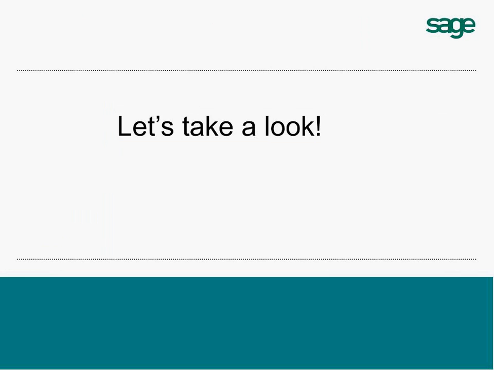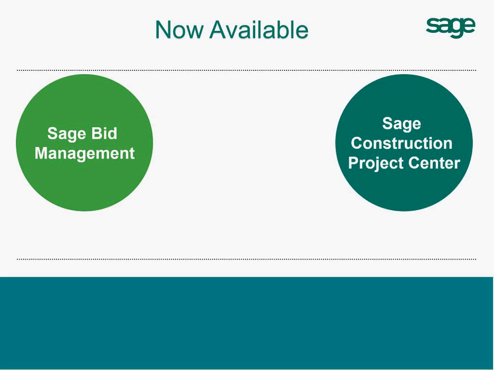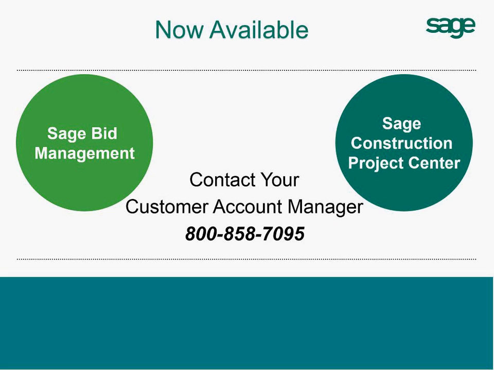So at this point, let's talk about what's available now and where we are going to move next. Available now: Sage Bid Management, Sage Construction Project Center, and everything I showed you today. That integration piece that we showed will be out by the end of November for the first phase, and we are going to be very close in about Q1 of 2016 for all the rest of the integration piece. And this is just a start.